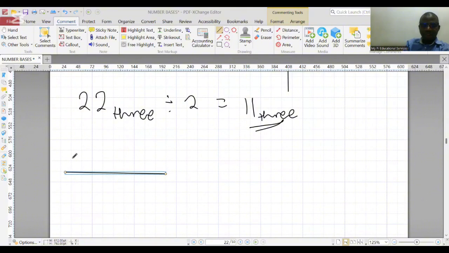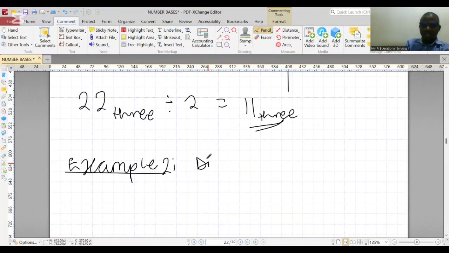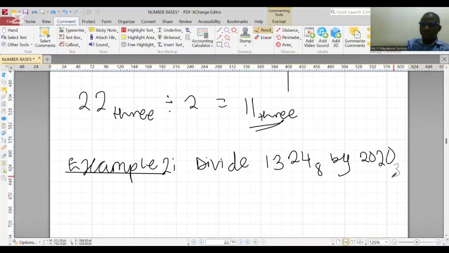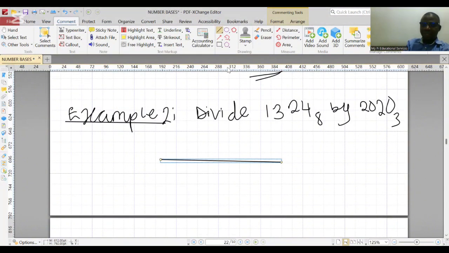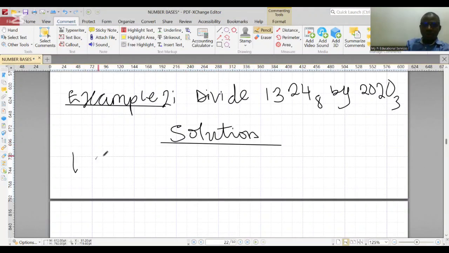In example 2, the question says, divide 1324 base 8 by 2020 base 3. As you can see, the two numbers are in different bases. So first, solution. Let's convert 1324 base 8 to base 10 first.